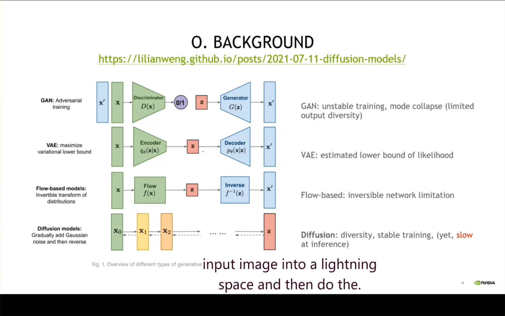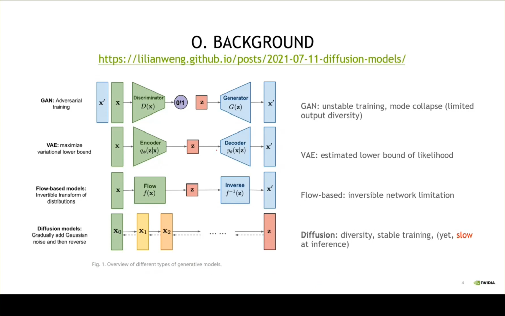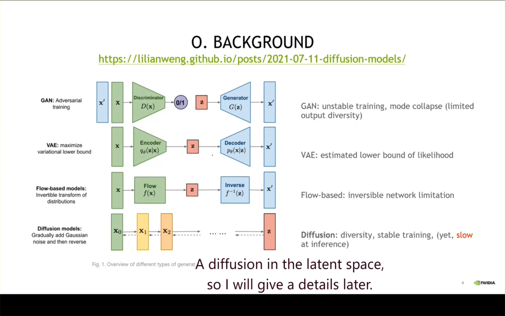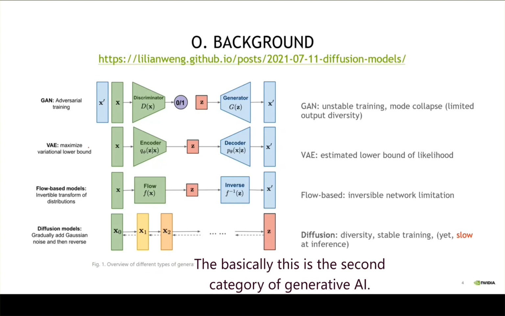So basically, in our stable diffusion model, we will use VAE to encode the input image into a latent space, and then do the diffusion in the latent space. I will give details later. So basically, this is the second category of generative AI.